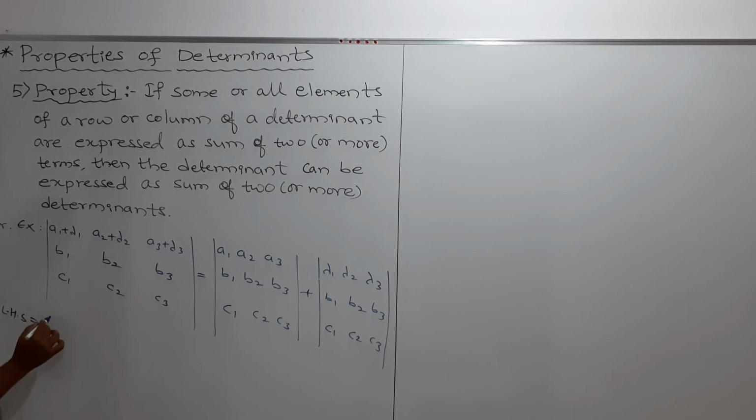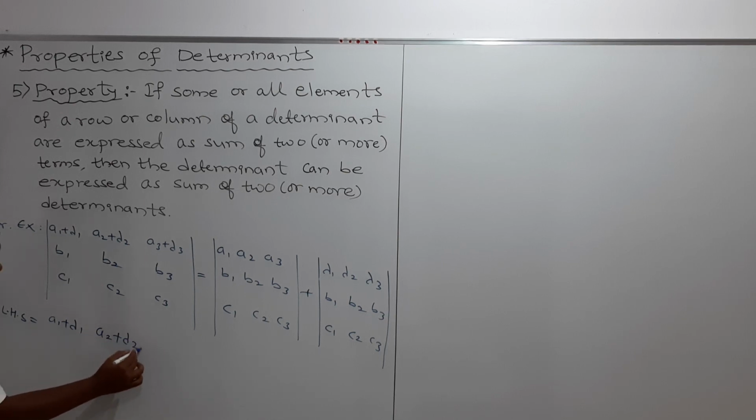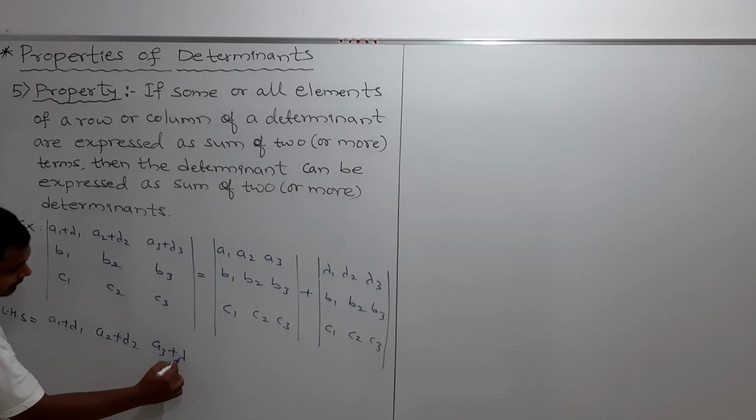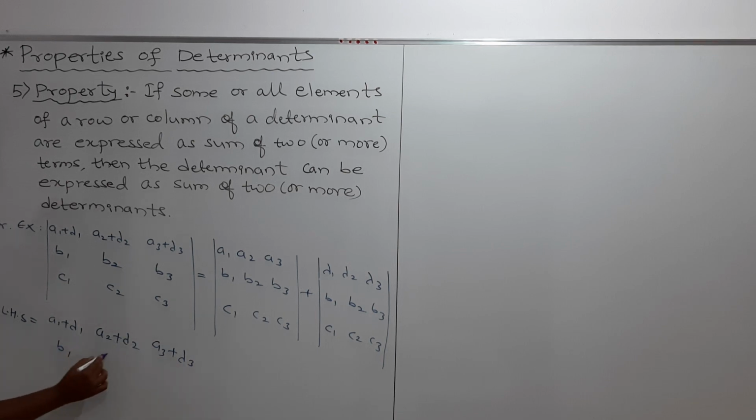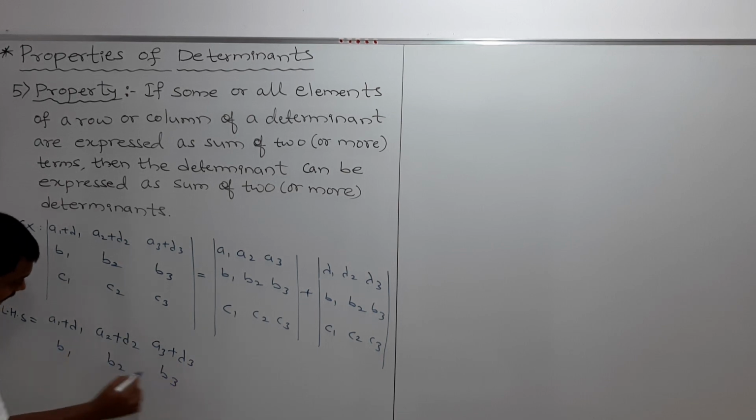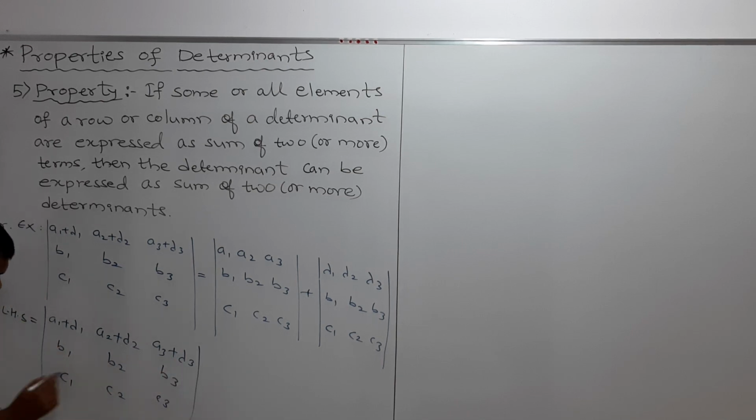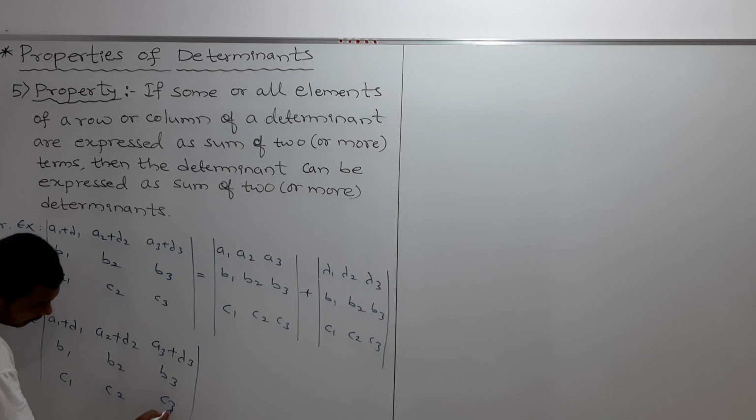I will write the elements as they are: a1 plus lambda 1, a2 plus lambda 2, a3 plus lambda 3. Clear? b1, b2, b3, c1, c2, c3. Clear? So this is the one determinant I have.